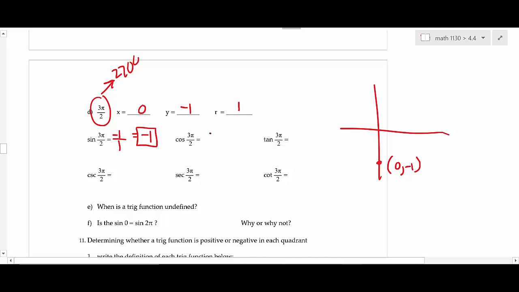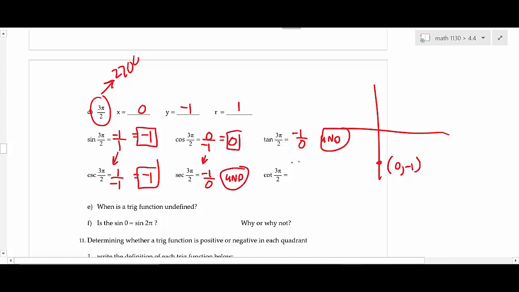Cosine would be x over r, so that's 0 over -1. Tangent's y over x, so that's negative 1 over 0. So there's one of your undefineds. And cosecant is reciprocal of sine, so that would be negative 1. There's your two negative 1s. Secant is reciprocal of cosine, so that's another undefined. And then finally, the cotangent is 0 over negative 1, so that's 0 like that. Okay, so that's the idea.